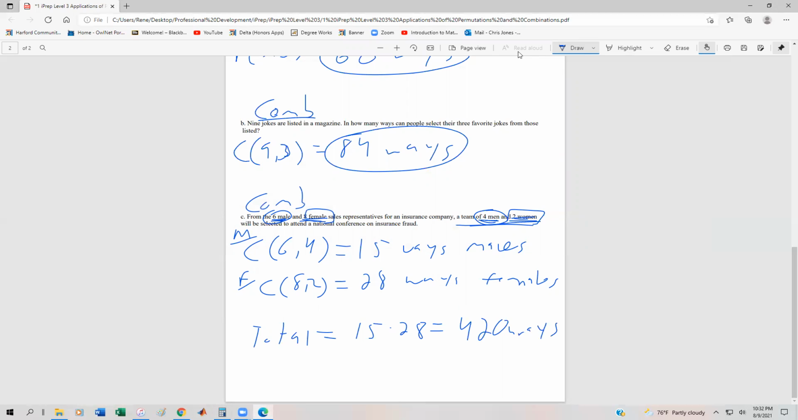So those are just some of our applications of combinations and permutations. Hopefully this helps you to understand not only how to compute these, but also when to select a combination and when to select a permutation.